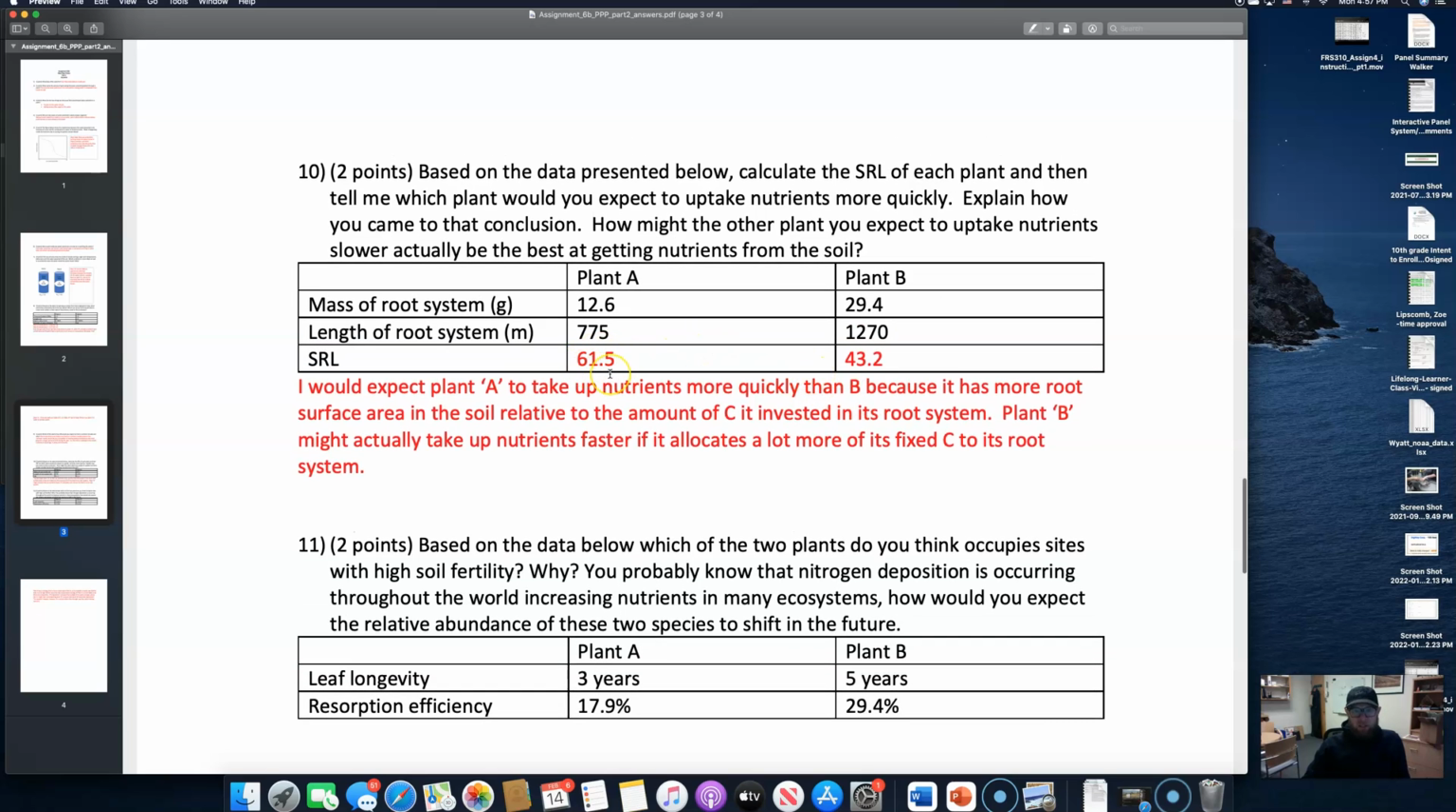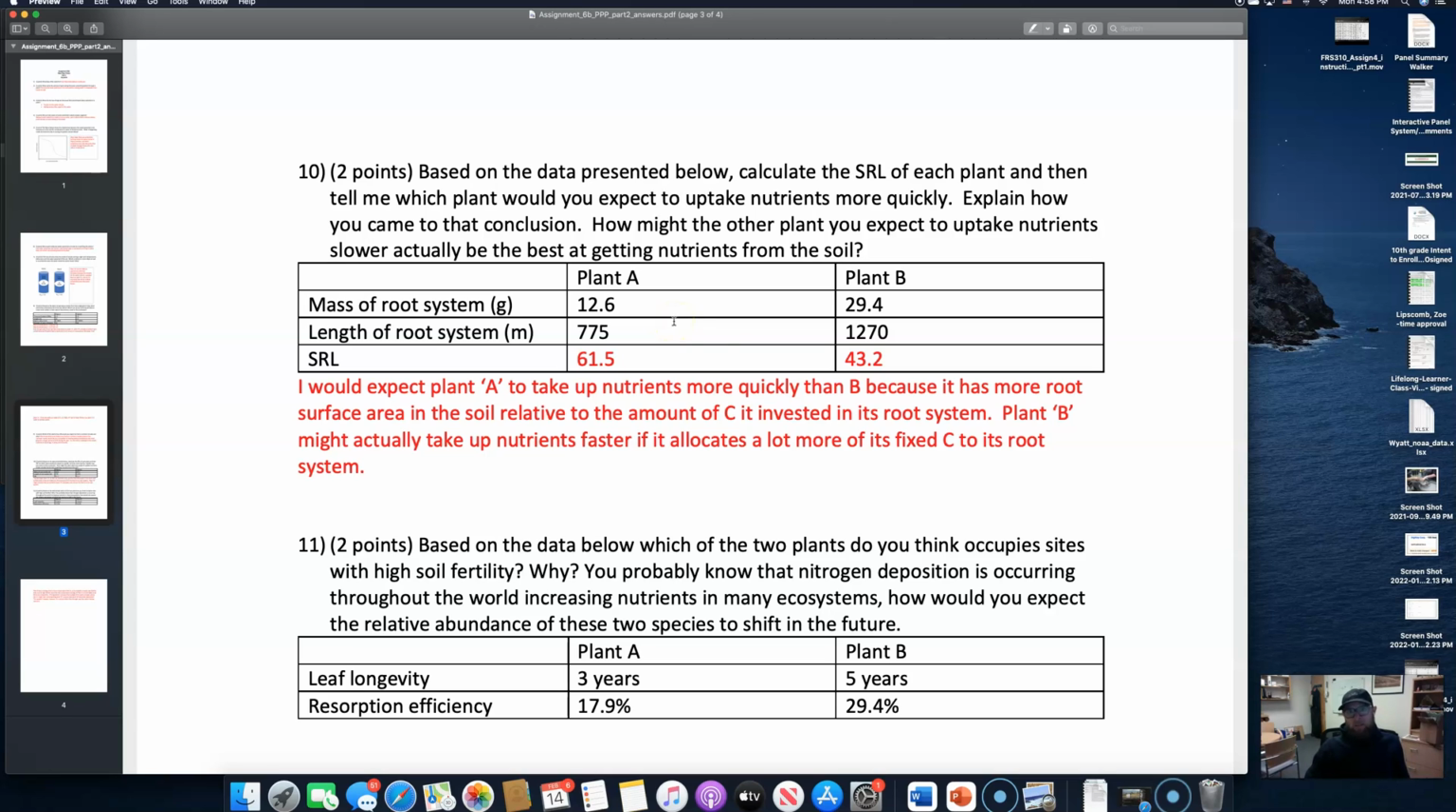So plant A has a higher specific root length, so per unit biomass invested, it's going to have more root length in the soil, so we would expect it to take up nutrients faster. Now notice that plant B has more root length than plant A, but it had to invest a lot more carbon. So even though it might have more root length in the soil, we would expect this one to have a slower uptake, and it's not as thoroughly exploring the soil as plant A.